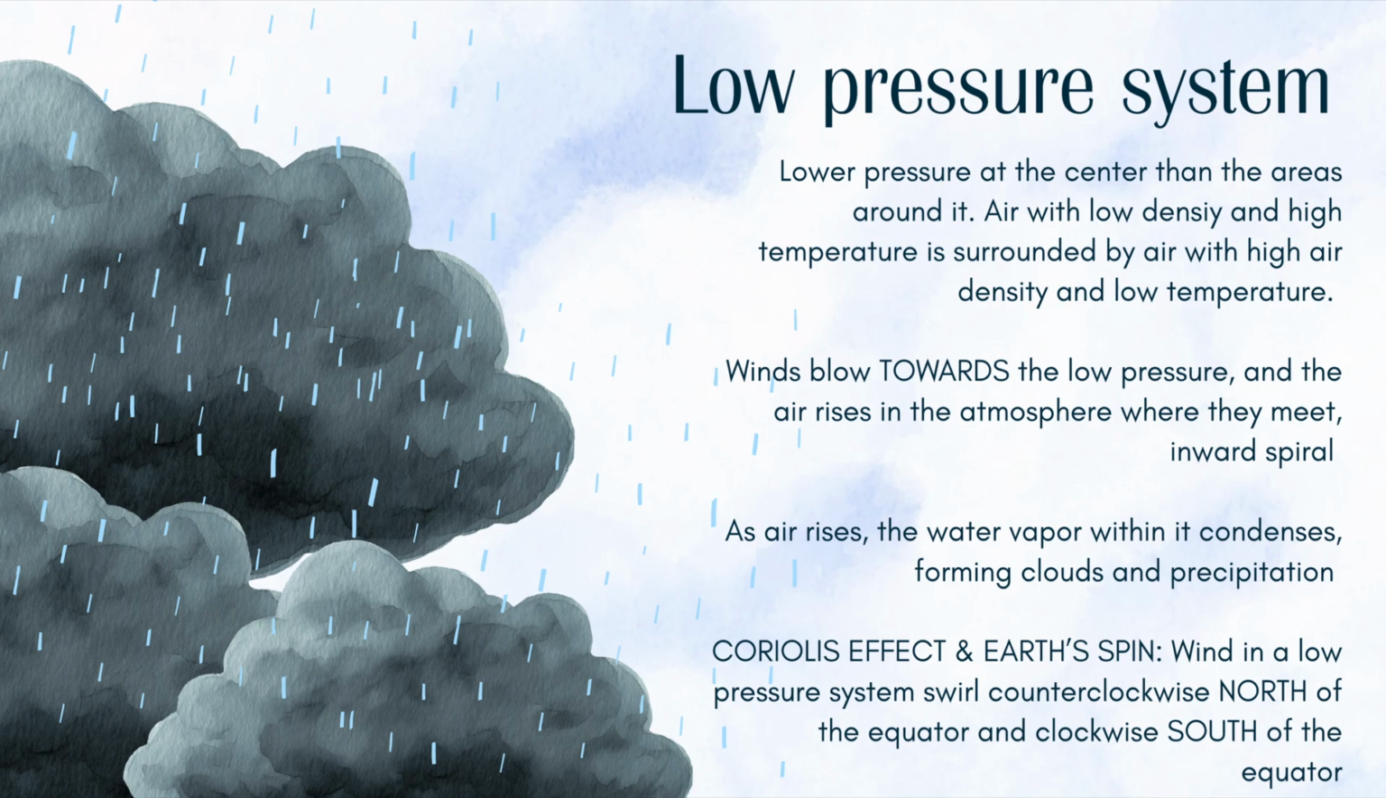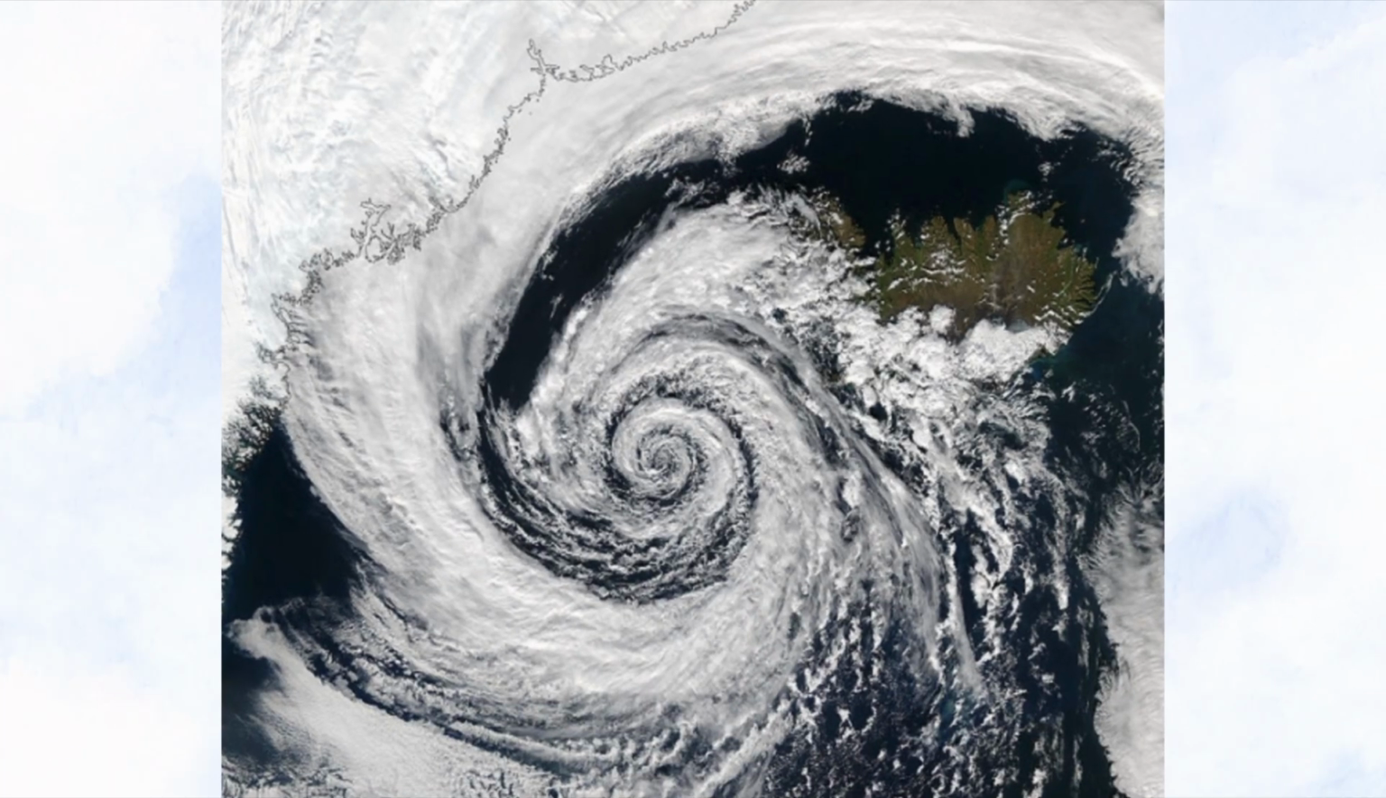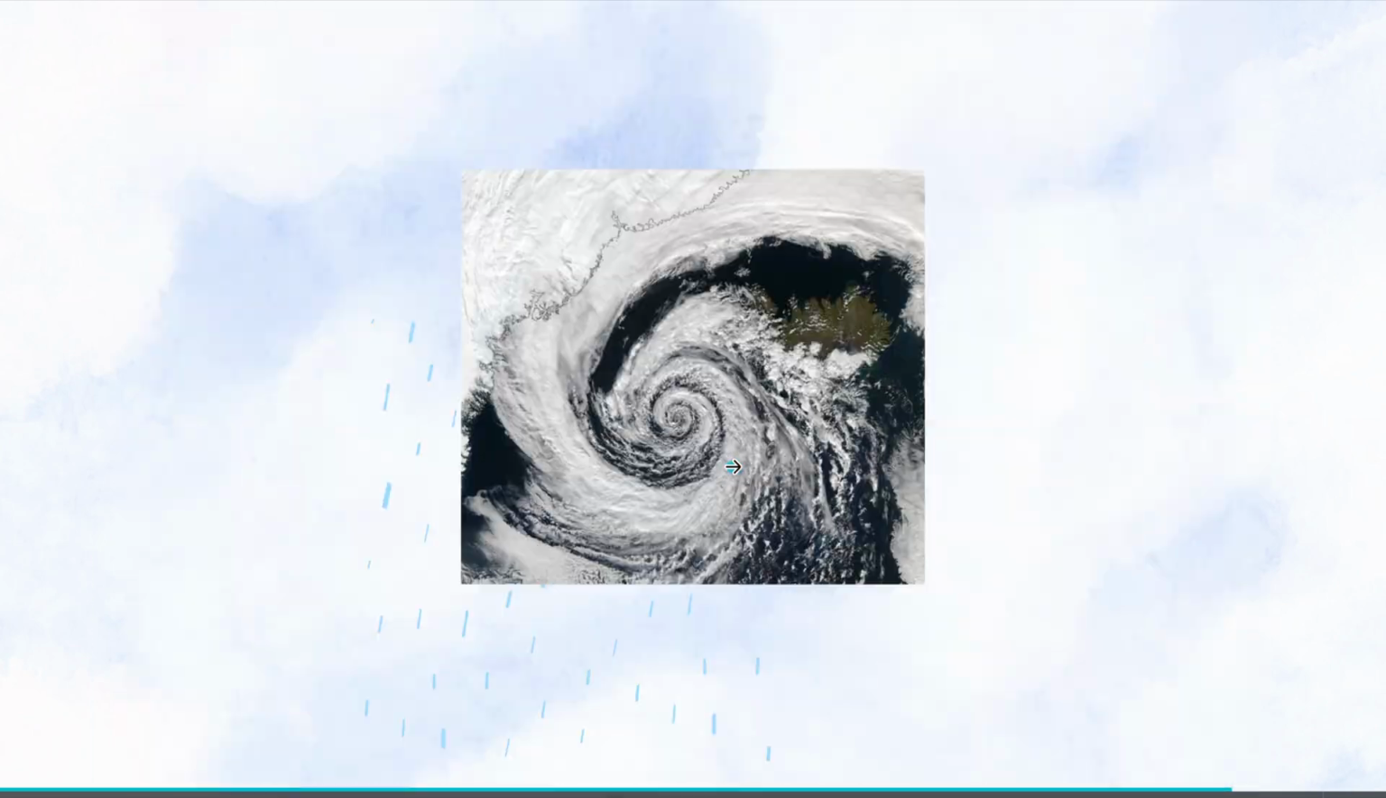So then, with the combination of Earth's spin and the Coriolis effect, wind in a low pressure system swirls counterclockwise north of the equator and clockwise south of the equator. And this is the example. This is what it looks like on Earth's surface.